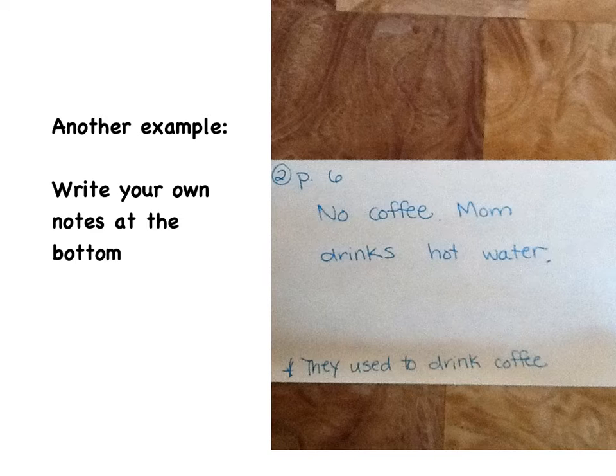So I continue reading, and I come up with another example of how life was different during occupation. You can see this is my second example, so we've written in number 2 on the left-hand side. I've noted the page, page 6, and briefly described my example. There was no coffee for the moms to drink, and they drank hot water flavored with herbs instead. And at the bottom, I'm writing my own notes that they used to drink coffee, but now it's a big change that they no longer enjoy that luxury.